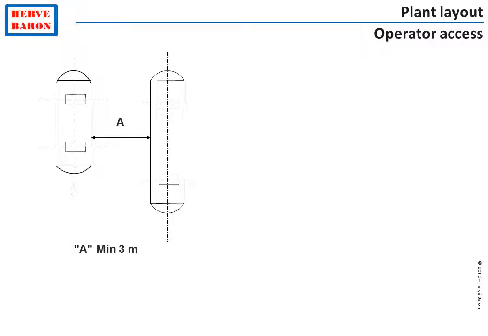One may wonder why a minimum of 3 meters is provided between these two vessels. However, once the equipment, pipes, and instrumentation have been modeled, one will quickly understand that the 3 meters was the minimum required.